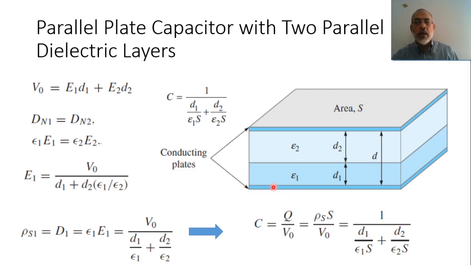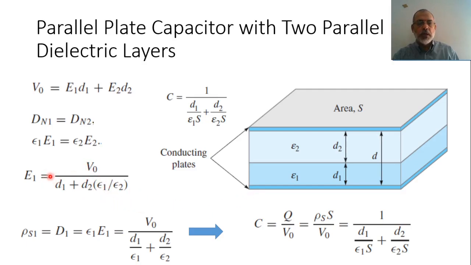Okay, and this electric field, if I multiplied it by epsilon naught, would be the D normal on the plate 1, which corresponds to the rho surface. So rho surface 1 equals D1 equals epsilon 1 multiplied by E1. So rho surface 1, or the surface charge at the lower plate, equals V naught.